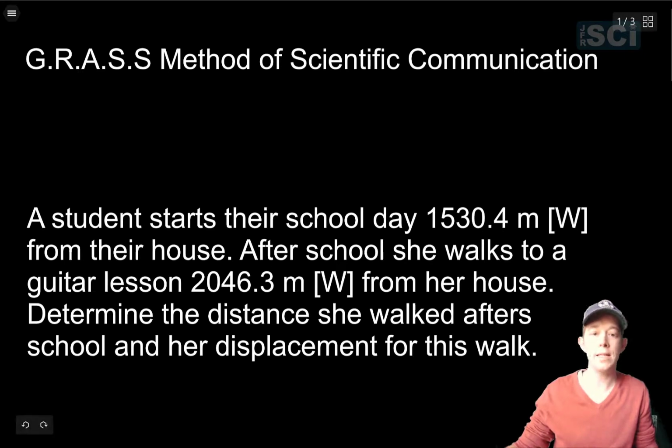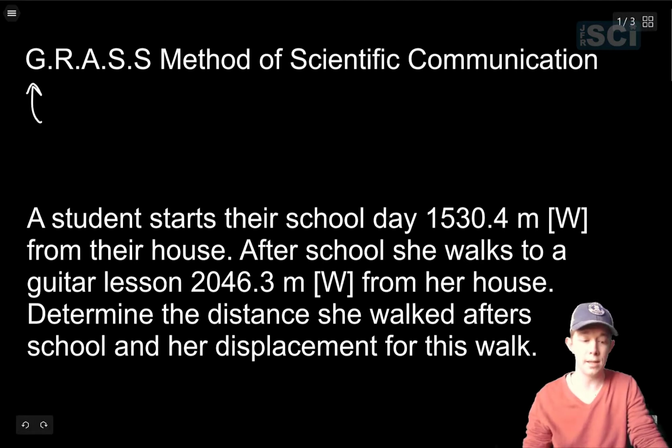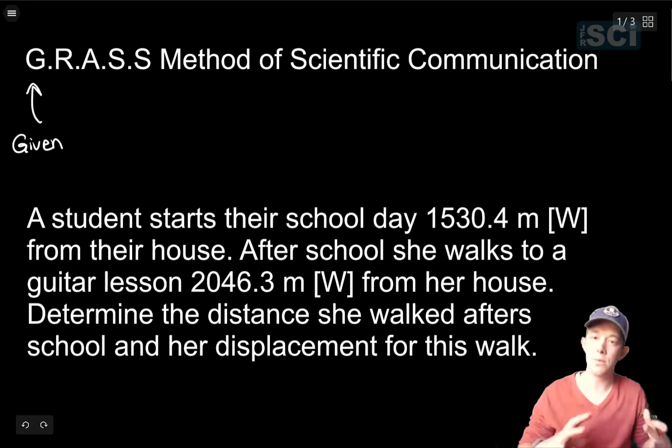Hey Rails, so today's lesson is going to talk about GRASS or GRASP, which is a way of communicating our scientific understanding. So whenever we read a question, the first thing we want to do is identify what was given to us, and that's the G in GRASS. So that's our givens here. So all you need to do is just list what do we know.